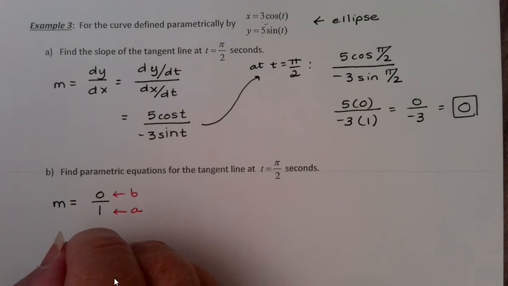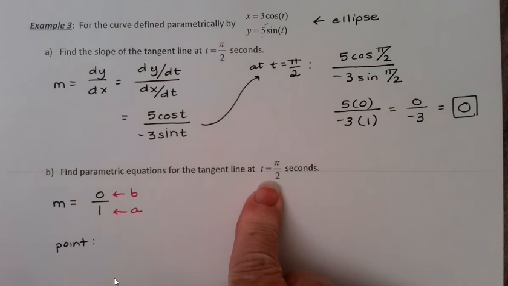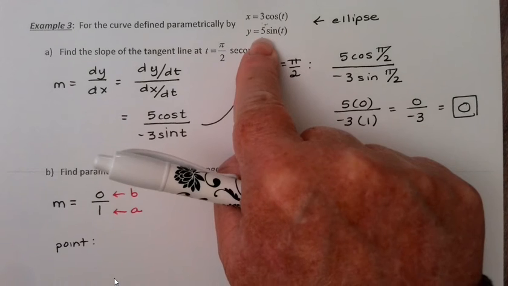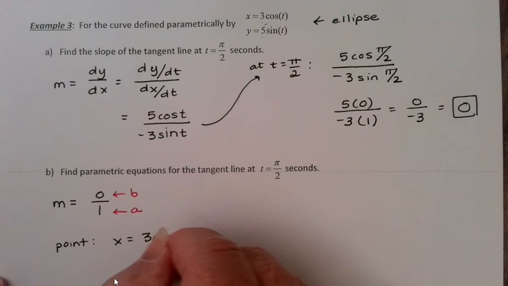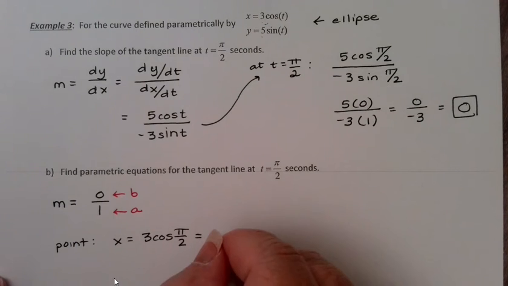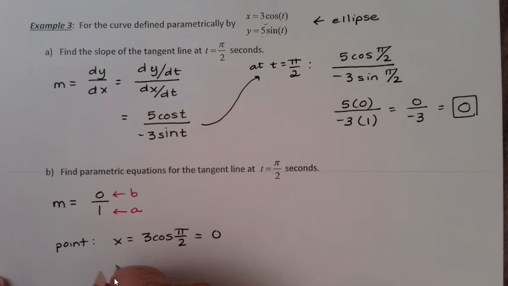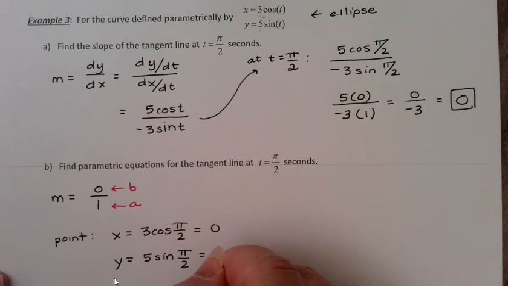And then I need a point. Last time the point was given. This time I'm actually going to have to work just a little bit harder for it. Since I know the t value, I could plug them in up here to get the x and the y. So for x, I'll go with 3 cosine pi halves. Cosine pi halves is 0, so that's 0. And for y, we'll go with 5 sine pi halves. Sine of pi halves is 1, so that's just going to be 5. So that's my point, x naught, y naught.